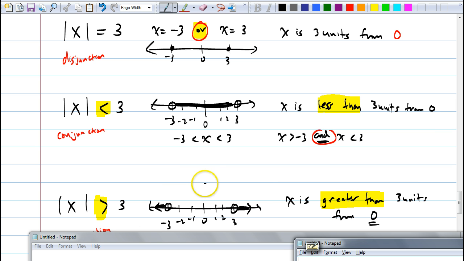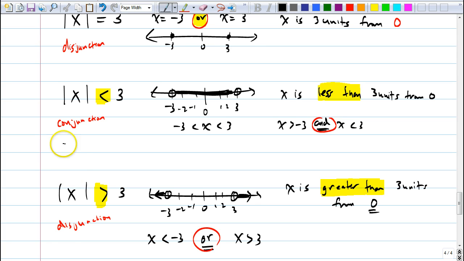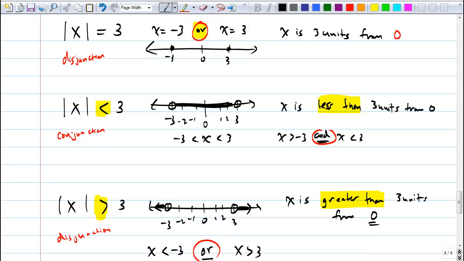And now, to get this graph, which word do we need? Do we need conjunction or disjunction? We need "or," because if it was "and," would there be any overlap? No, so we need "or." Do you see why when you have absolute value of x greater than, you need "or" in the middle? So this explains why it works out this way. Does that make sense? This is important to understand. So this simple example explains why this is true.